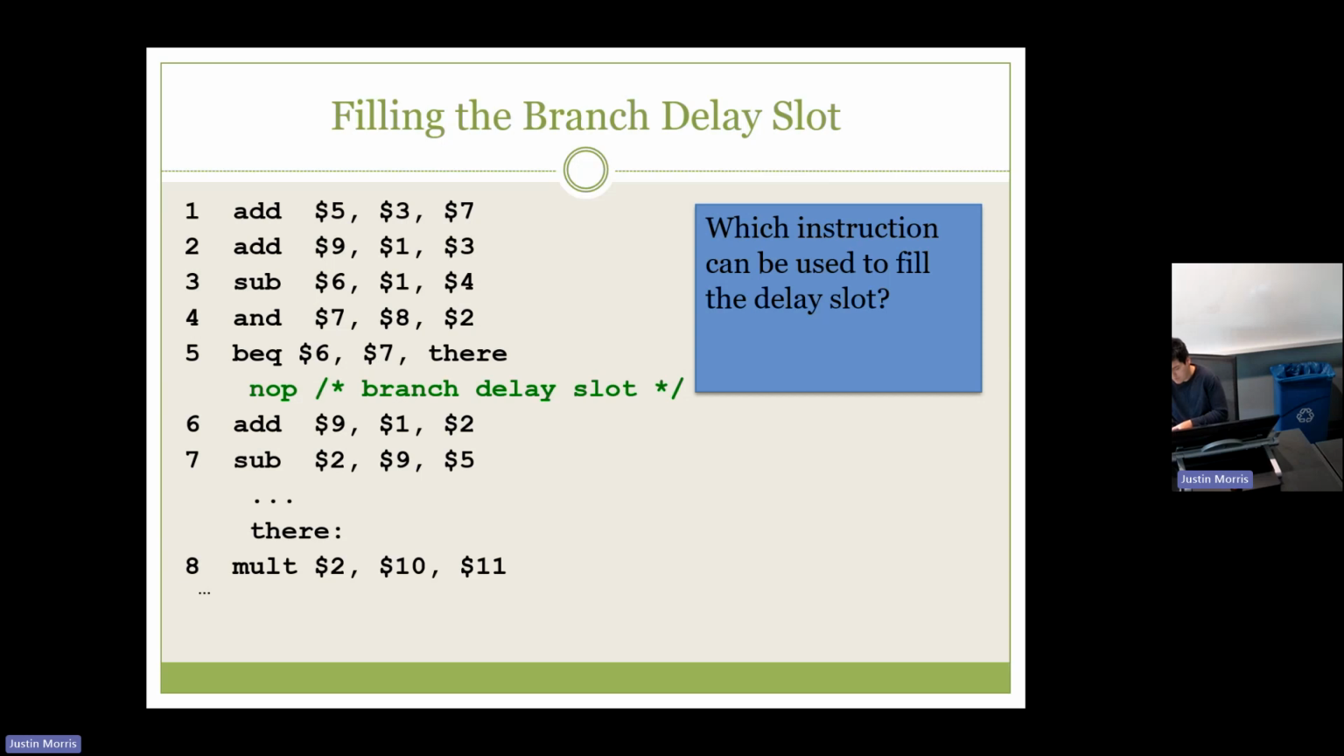Okay, so most of us are done. Let's just talk about this together. Anyone want to tell me their process? The first thing I did is look at the branch and see what it's comparing. It's comparing register 6 and register 7. So then I have to look at the destinations going one by one to previous instructions. Is it 6 or is it 7? If it is, I can't use that because that's what's being compared. So the branch is dependent on them.